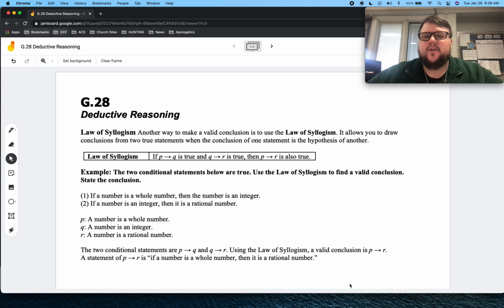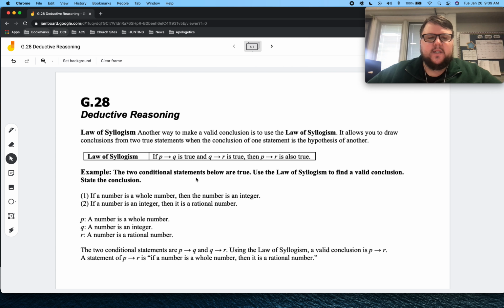Another way to make a valid conclusion is to use the law of syllogism. It allows you to draw conclusions from two true statements when the conclusion of one statement is the hypothesis of another. I like to talk about this in terms of P, Q's, and R's. If P implies Q is true and Q implies R is true, then P implies R is also true. So what we're saying is P implies Q, Q implies R, then we can go from the beginning, P implies R. Sometimes we like to call this the transitive property in math.